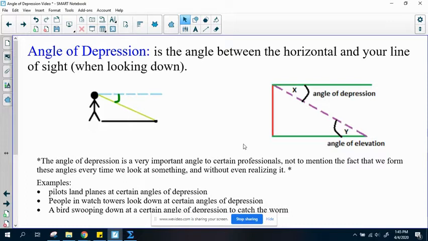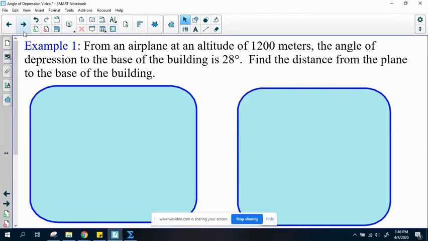Okay. It's very important to certain professionals, and we use it every time we look at something when we're looking down. Pilots use it when they're trying to land planes, people in watchtowers, a bird swooping down. There's just some examples of what the angle of depression is. Okay, so let's get started. I'm going to do 5 examples with you.